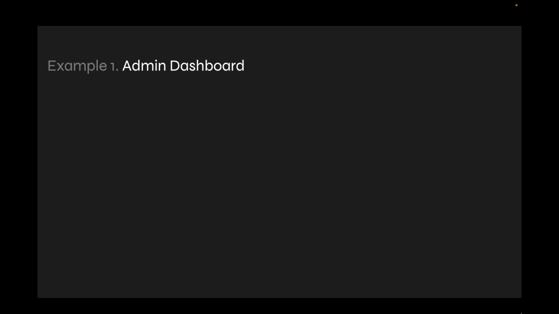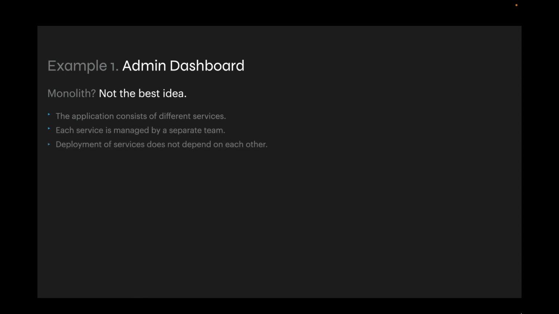As we discussed previously, we start with the most simple solution, monolithic architecture. However, we start to realize soon that the monolithic architecture is not the best idea. The application consists of different services. Each service is managed by a separate team. Deployment of services does not depend on each other. Monolithic architecture is not scalable enough for medium and large projects. Even in the current stage, the application doesn't look small, and we expect that existing services will grow and new ones will be added. Okay, monolithic architecture is not a good solution.